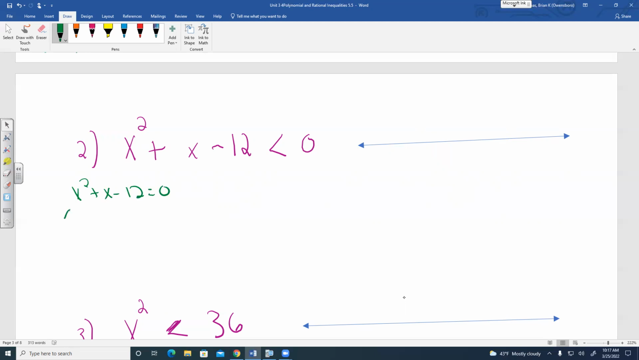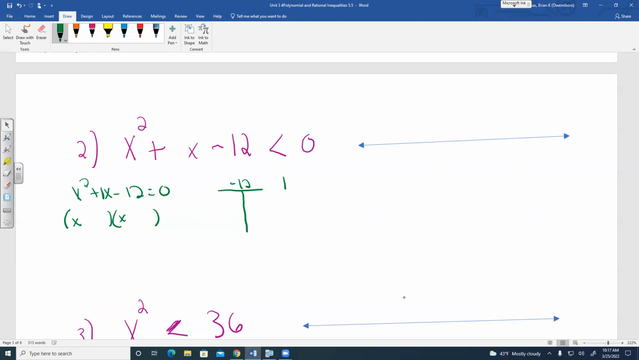Again, to factor this, since that's x squared, we know that's got to be an x and an x. But the catch is we have to figure out what are the factors of -12 that add up to give me the coefficient of the linear term. And the coefficient of the linear term would be that 1x there. So I need a 1 for that.